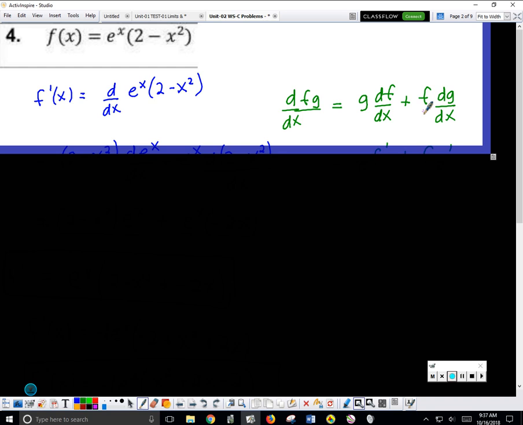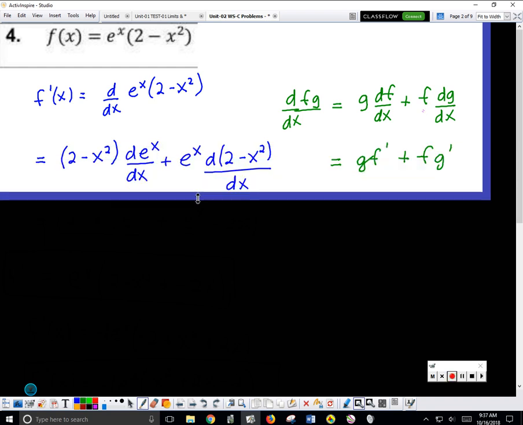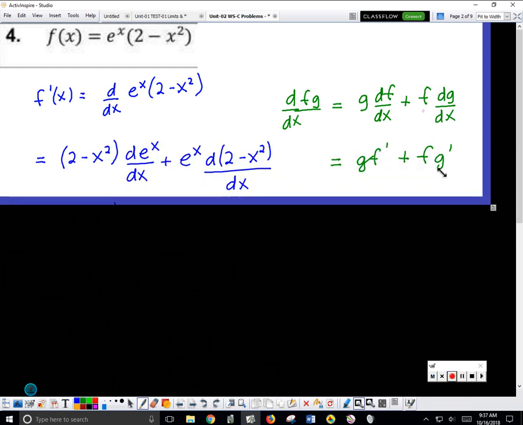Okay. So that's what I did. This is just the version of the product rule that's on your sheet. So I took the second function, 2 minus x squared, multiplied by the derivative of the first, plus the first function multiplied by the derivative of the second. So I'll give you a chance to catch up in your notes.